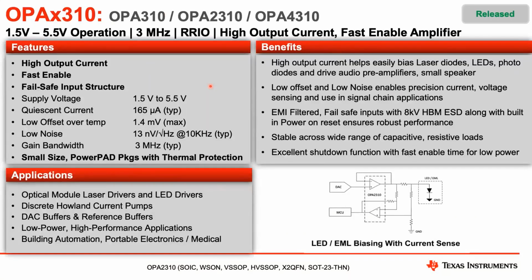So what is OPA 310? It is a 1.5 volt to 5.5 volt rail-to-rail input and output voltage feedback CMOS amplifier. It has got a quiescent current of 165 microamps typical. Also, it has got a very good offset over temperature of max 1.4 millivolt and a good thermal noise floor of 30 nanovolt per root hertz. It has also got a good gain bandwidth of 3 megahertz, and more importantly, it has got these three unique features, which is high output current, fast enable, and a fail-safe input ESD structure.